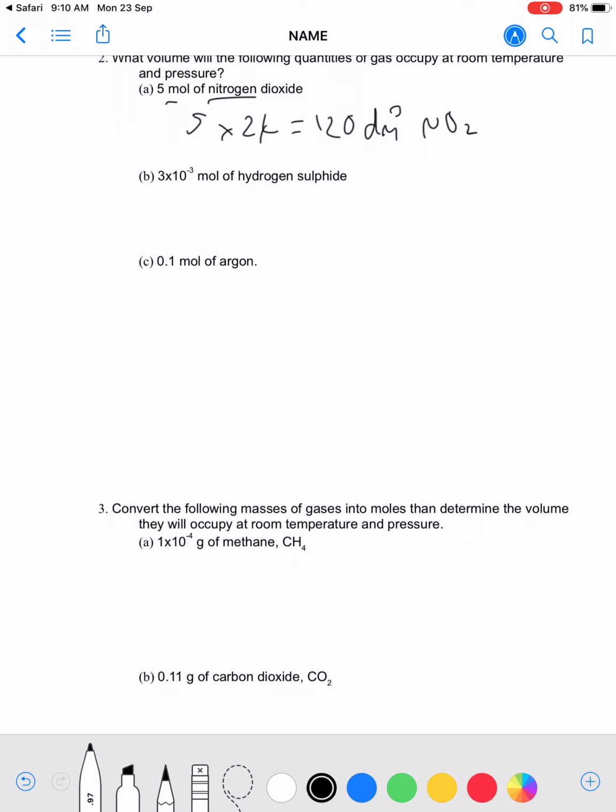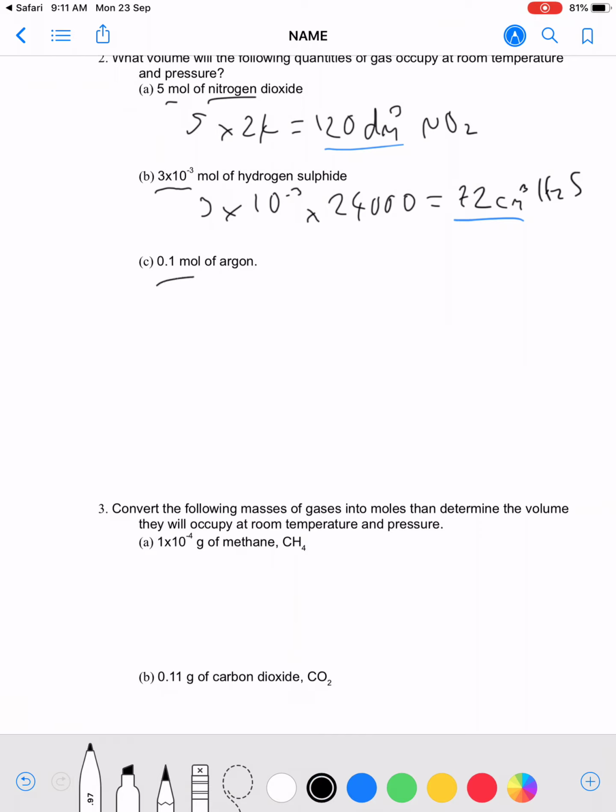3 by 10 to the minus 3 moles of hydrogen sulfide. So that's 3 times 10 to the minus 3 times 24. Let's put this into cm cubed. 24, 1, 2, 3. Why am I choosing cm cubed? Well, it's such a small 0.003 moles of hydrogen sulfide that my answer is going to be more manageable. So that's going to be 72 cm cubed of H2S, which is 0.072 decimeters cubed, but I think you understand. 72 cm cubed is much more pleasing to the eye.